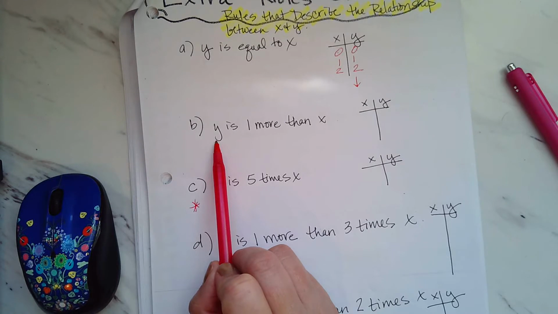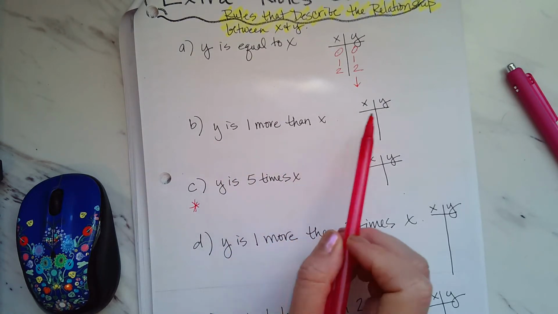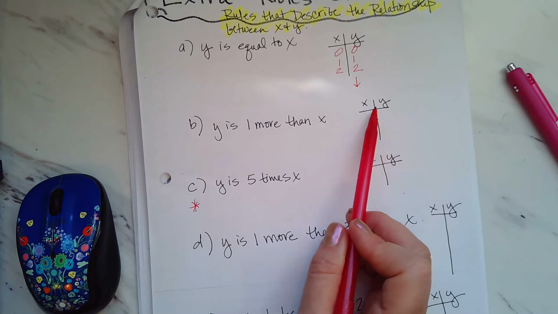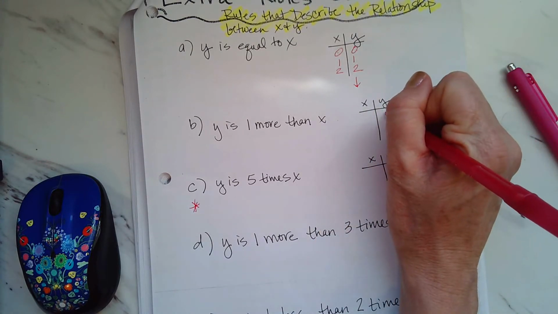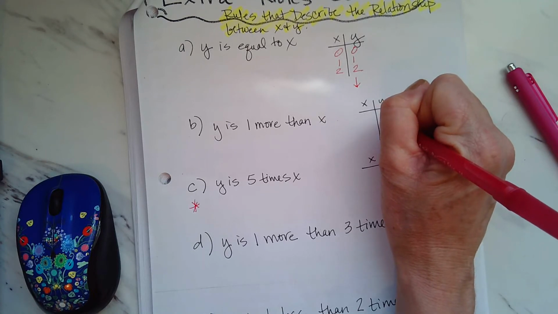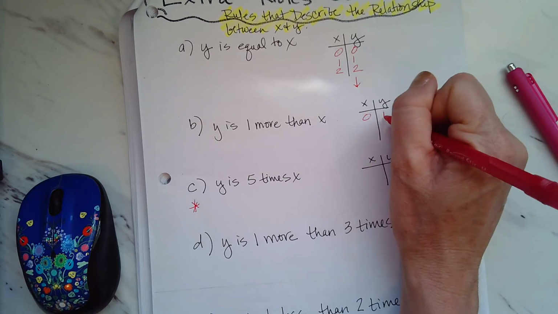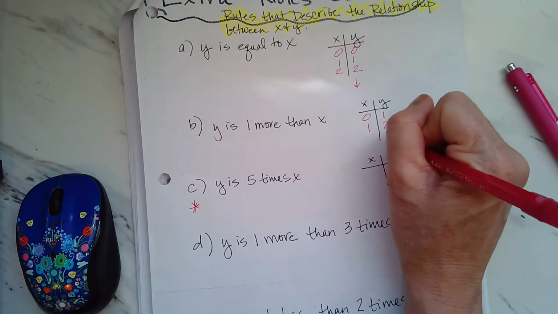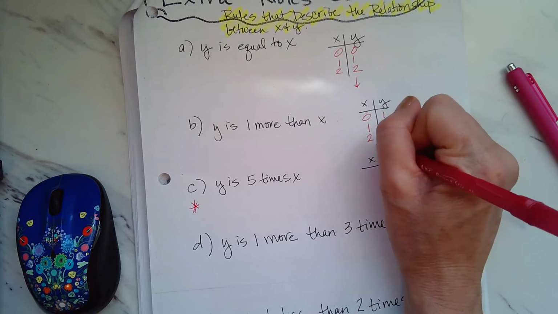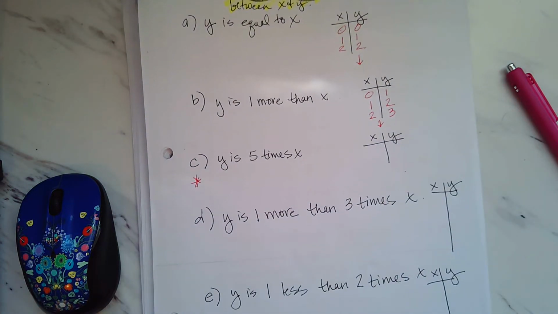Y is 1 more than X. So if Y is 1 more than X, so let's say that Y is 1, then what is X? It's 0. If Y is 2, what is X? If Y is 3, what is X? And so on. So Y is 5 times X. Let's see if you can do that one by yourself.